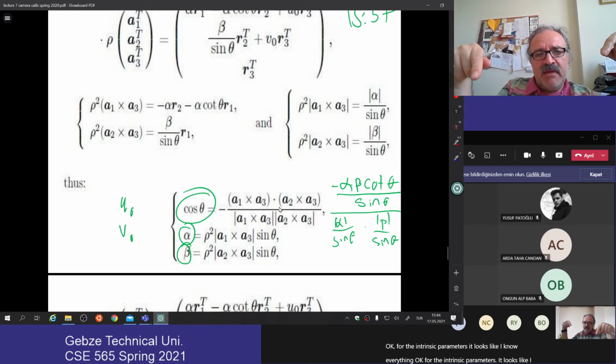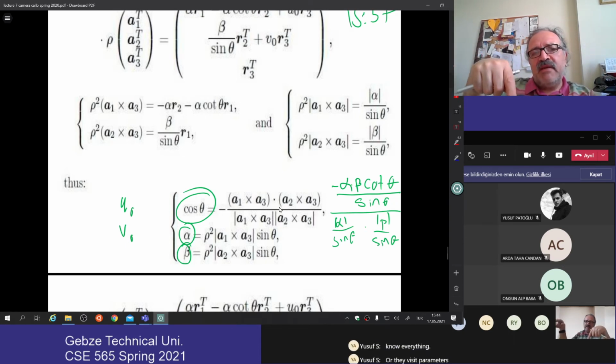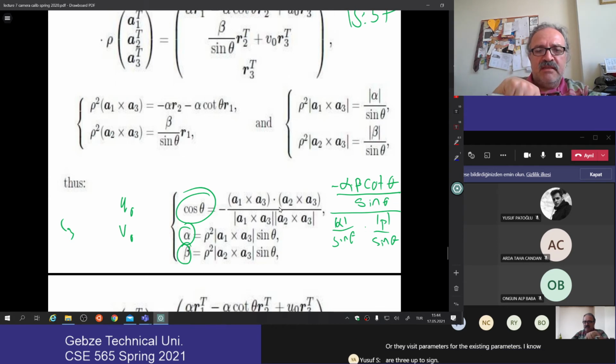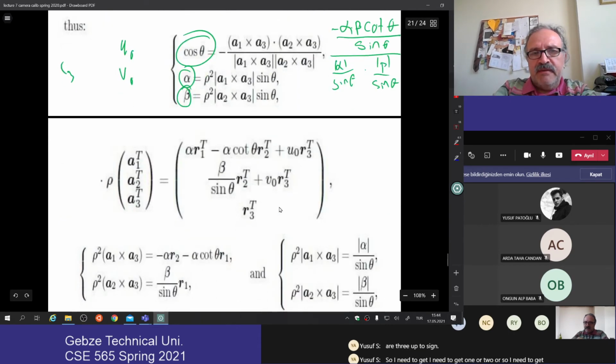For the extrinsic parameters, I know R3 up to a sign. So I need to get R1, R2. Also, I need to get the translation vector.